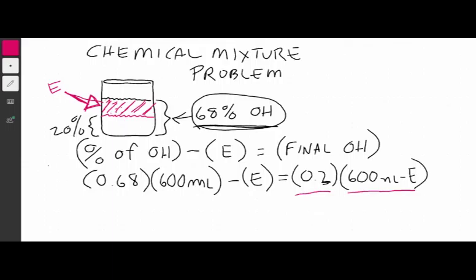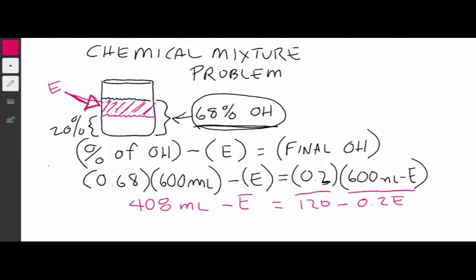Then if we work out the math now, we have 0.68 times 600 milliliters, that's 408 milliliters, minus E. Now that's what we're trying to solve for. Once we get the equation figured out, we're going to solve for that. Equals, and then we do 0.2 times 600, which is 120, and then 0.2 times E, which is minus 0.2E. I'm just using the distributive property at this point.